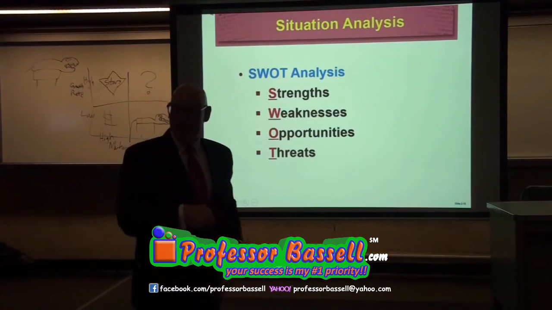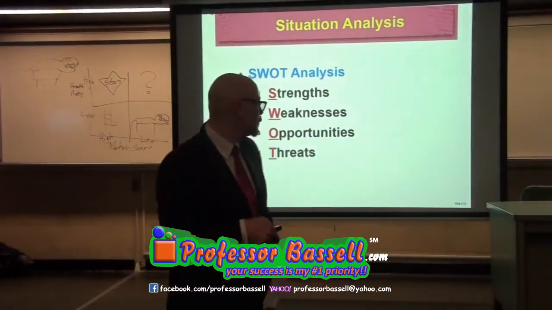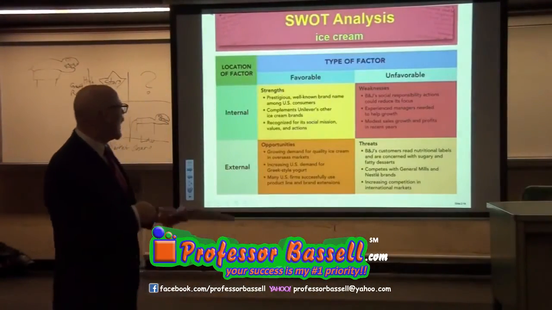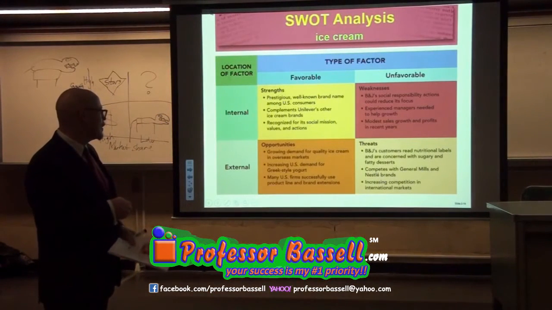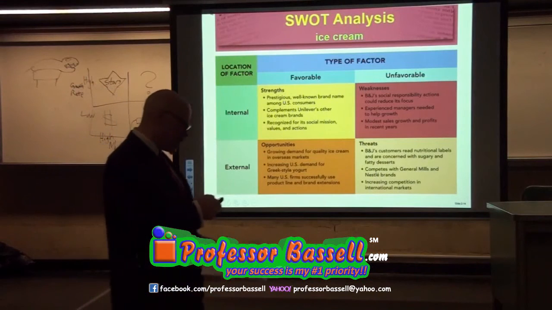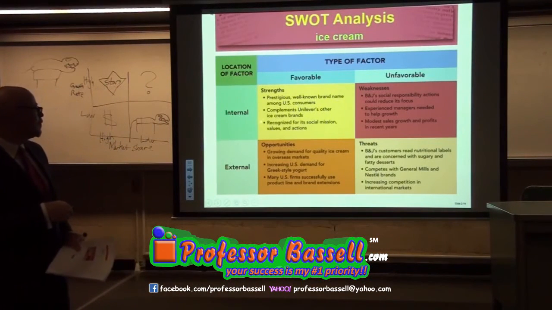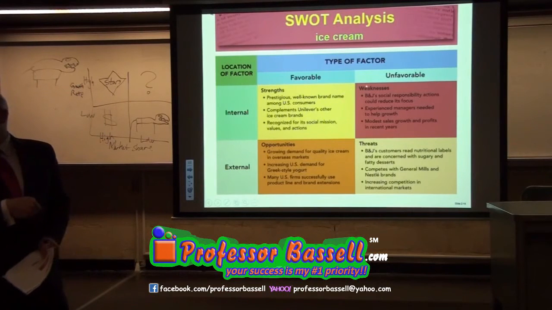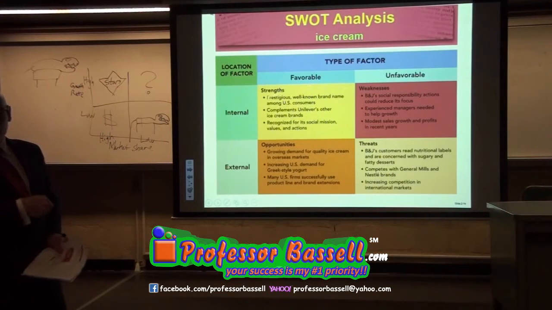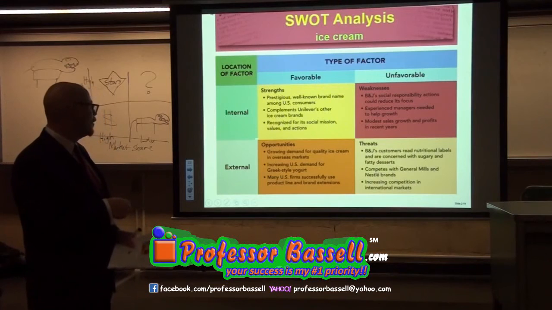SWOT analysis. We talked about SWOT analysis: strengths, weaknesses, opportunities, threats. And here's an example for our ice cream business. Here are some of the strengths. Well-known brand name. It complements the other ice cream brands. Ben & Jerry's is owned by Unilever. They sell other brands of ice cream as well.